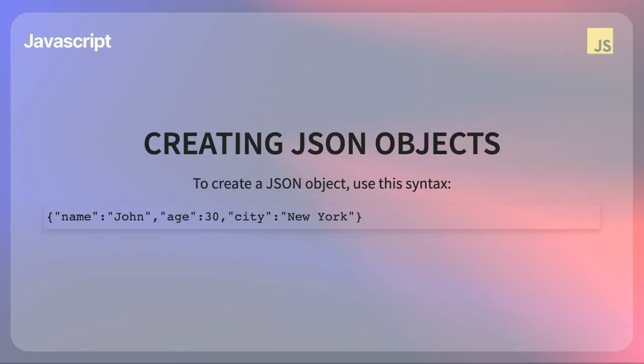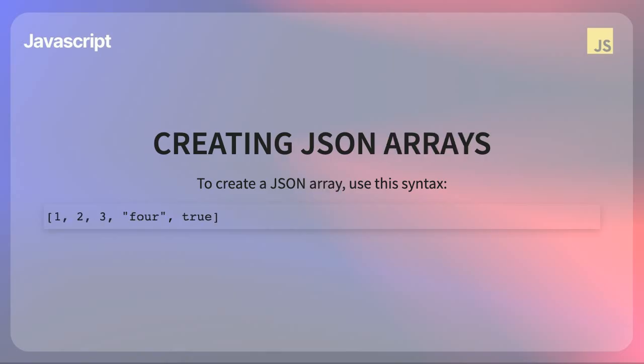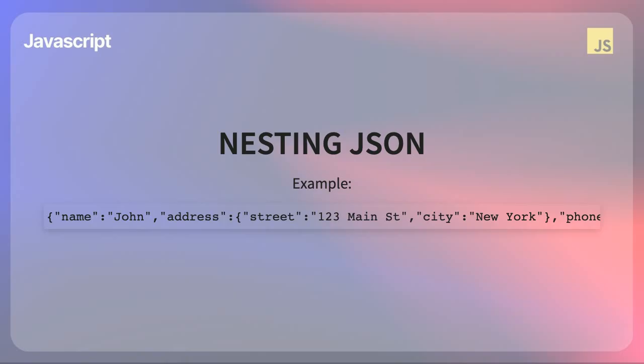To create a JSON object, you can use the following syntax: key value. To create a JSON array, you can use the following syntax. JSON objects can be nested inside other JSON objects or arrays. This is useful for storing complex data structures.